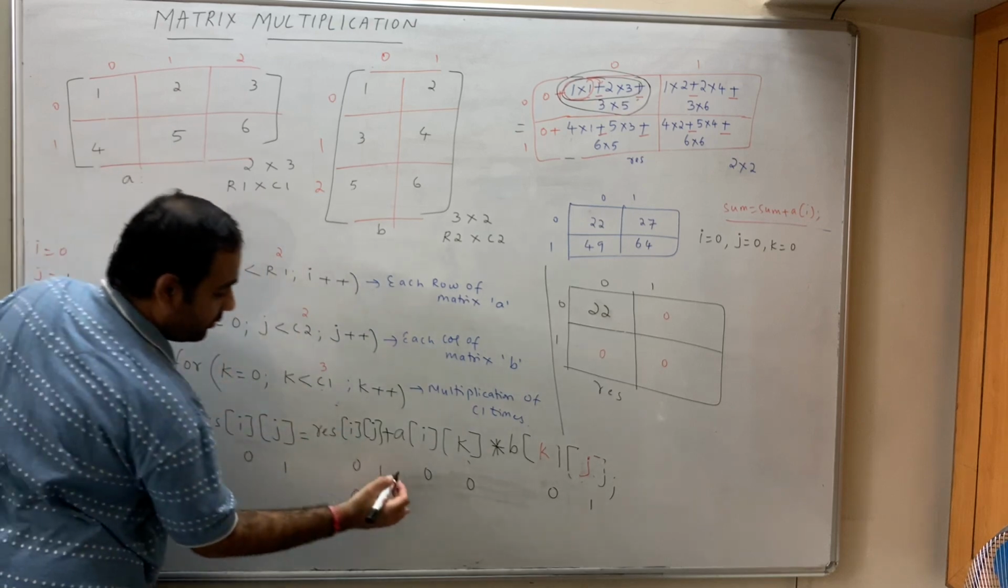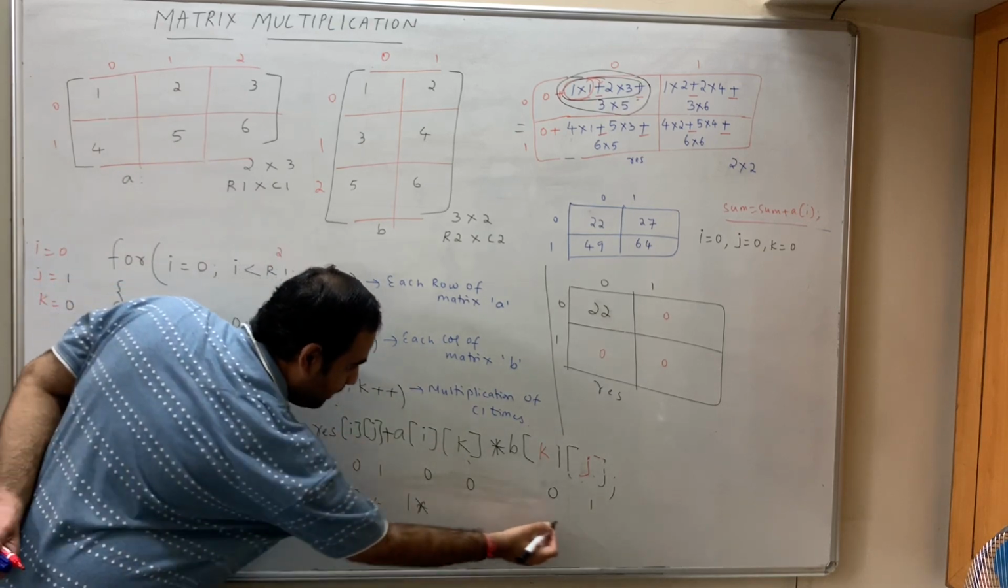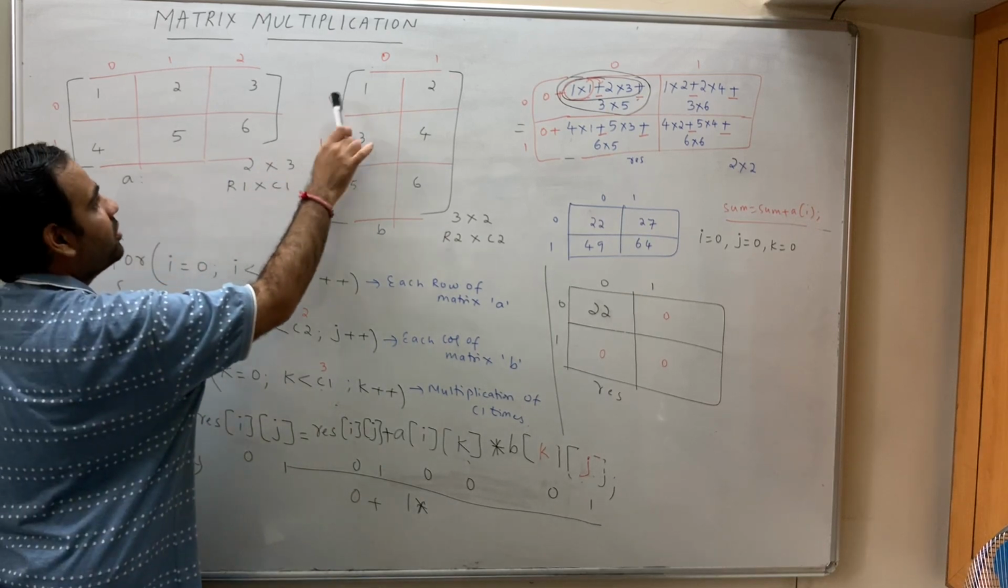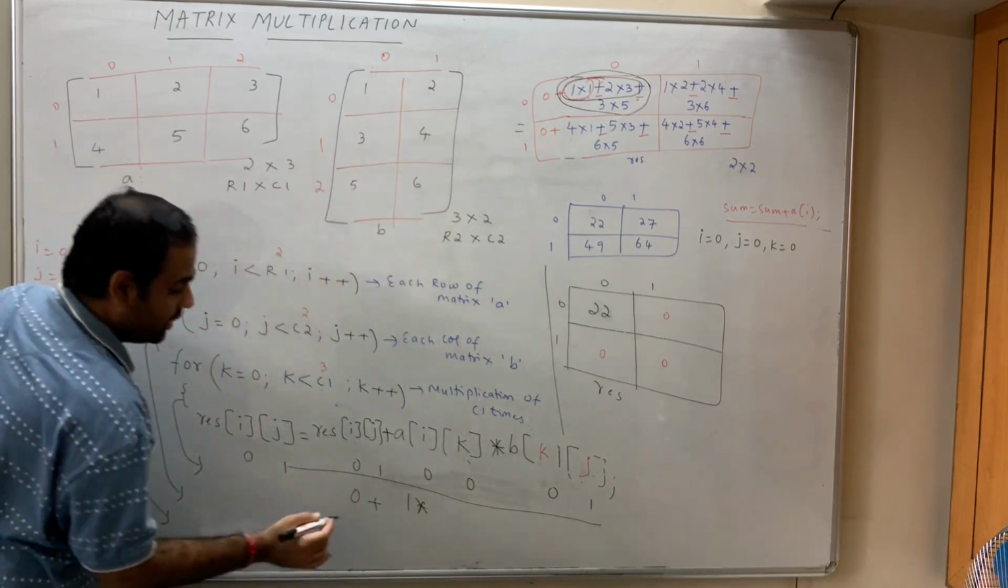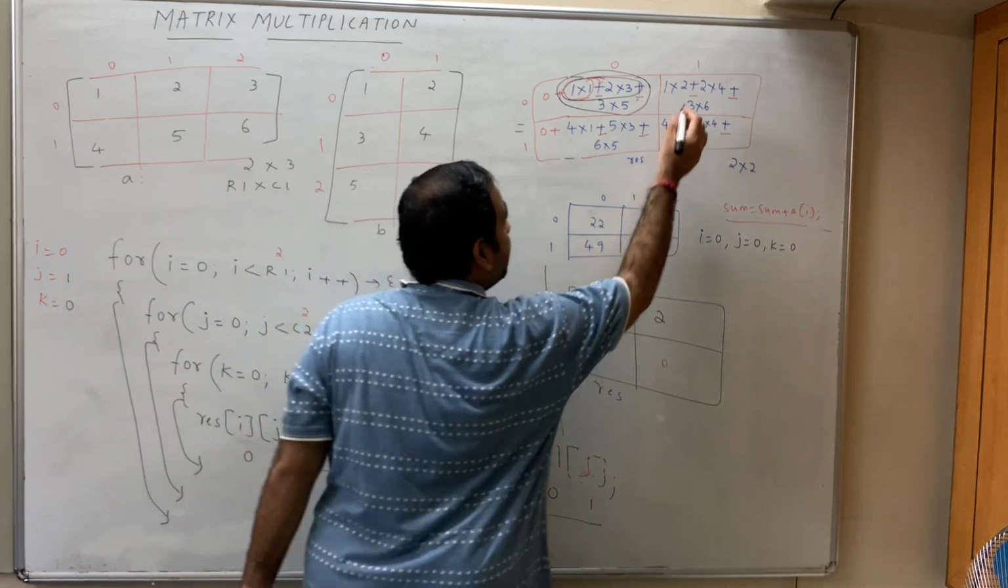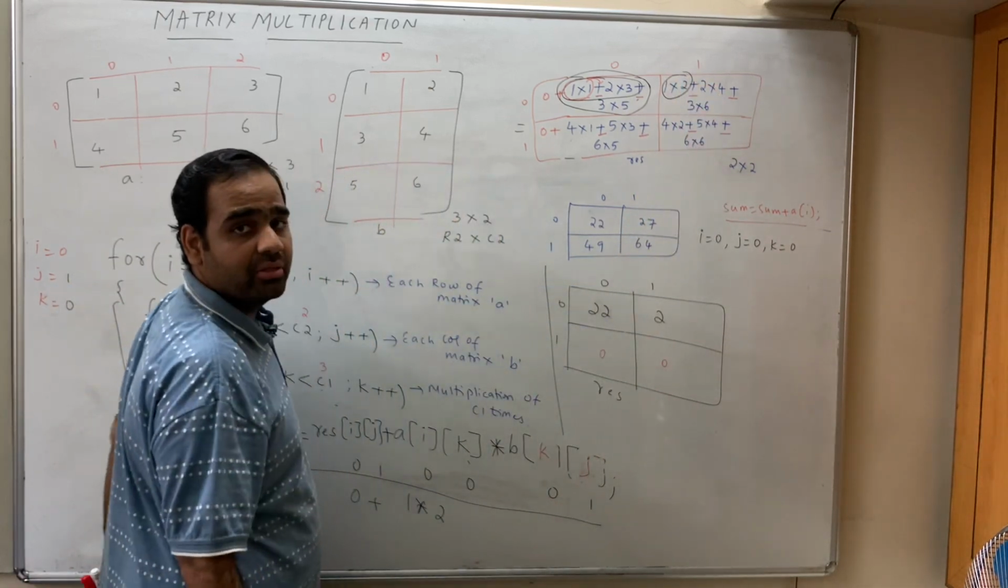Now you say result of 0, 0 is 1 multiplied by, what is the result of 0, 1? Now this is result of 0, 1, you are taking the second column. It is 2. 0 plus 1 into 2 is 2. You write 2 over here. That means you got this particular answer.